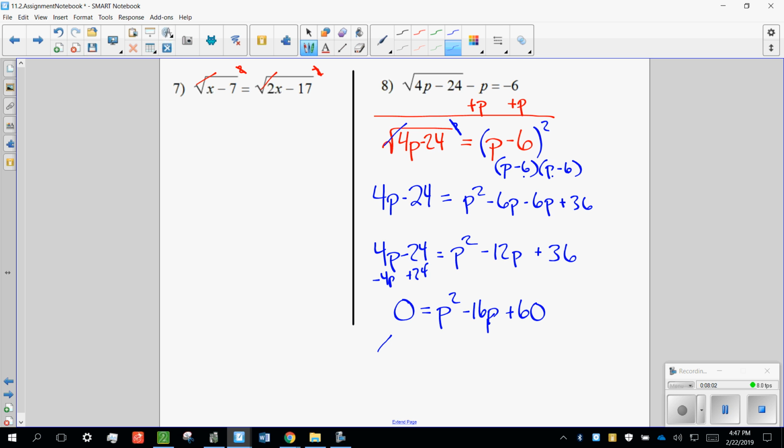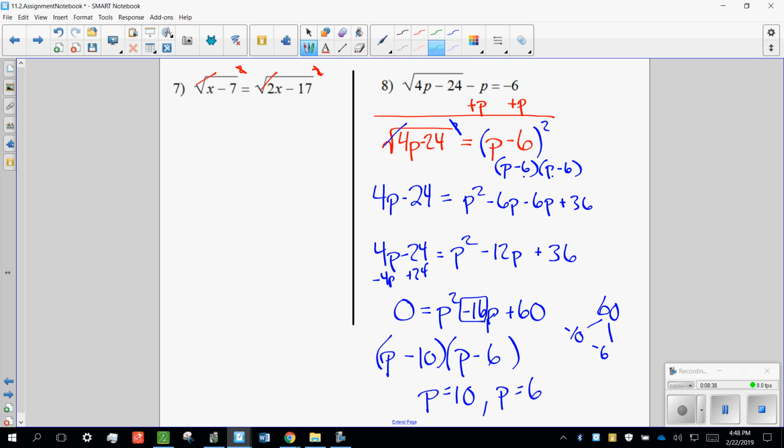Last step, factor it if we can. So I like factoring. Factoring is pretty quick and easy. Are there factors of 60 that add up to negative 16? I'm glad you asked. That would be 10 and 6. But since it's a negative 16, they're both going to be negative, because negative 10 times negative 6 is 60. Negative 10 minus 6 gets us the negative 16 here. So that's what we put in our parentheses. We get P equals 10, P equals 6.